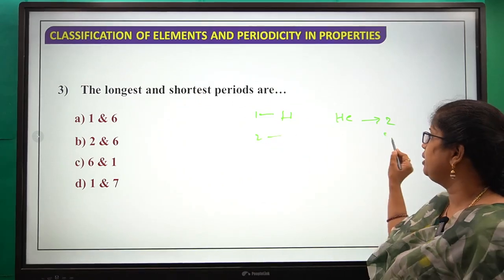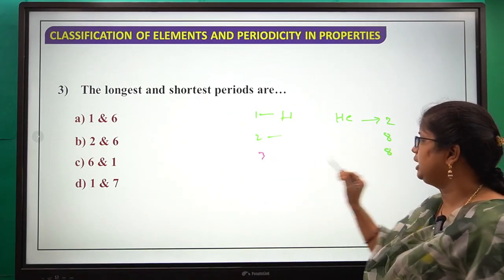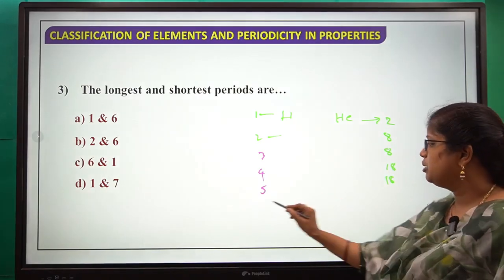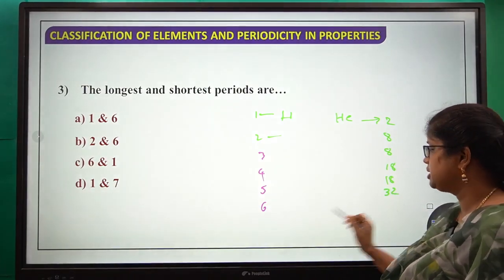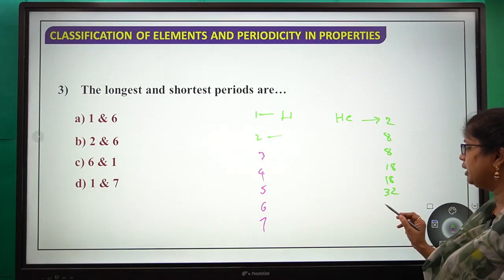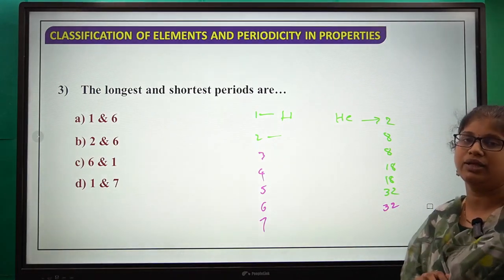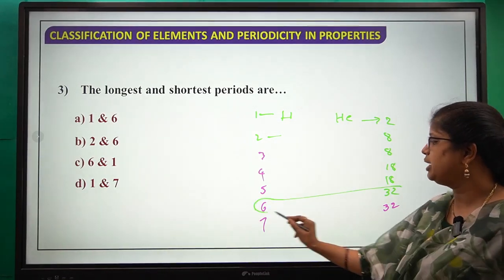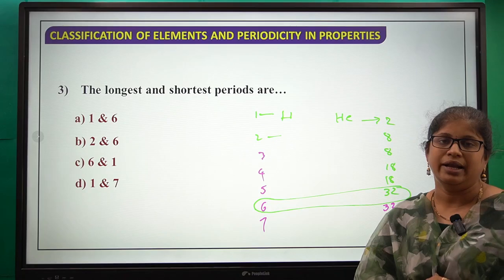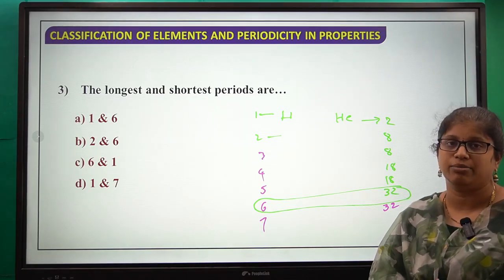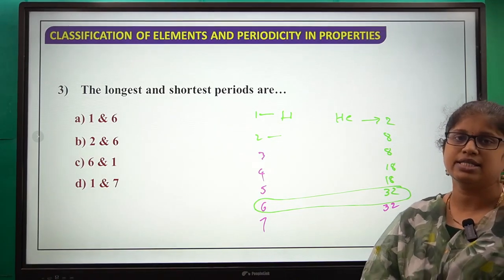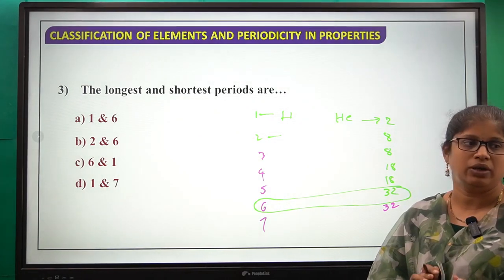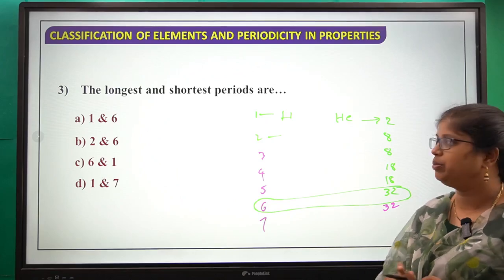Okay, next second period 8 elements, third period 8 elements, fourth period 18, fifth period also 18 elements, sixth period 32 elements, and seventh period, even though we are writing 32 elements in the periodic table, some of the elements' properties were not clearly defined, so that's why we are taking sixth period as a completely filled period, and it has how many elements? 32 elements. Maximum number of elements are present in sixth period, so that's why sixth period is called the longest period of the periodic table.